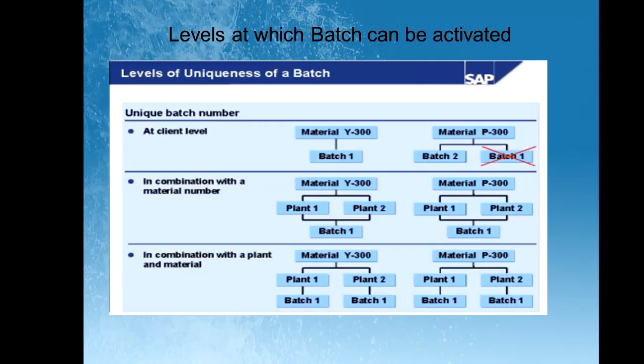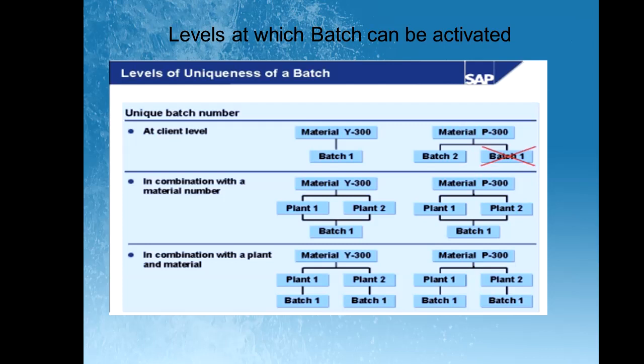Now, at which levels can a batch be activated? A batch can be activated at three different levels. At client level, if a batch number has been created for a material, then the same batch number cannot be maintained for a different material, which means one batch number is unique and cannot be reproduced for different materials, and it is unique at client level.